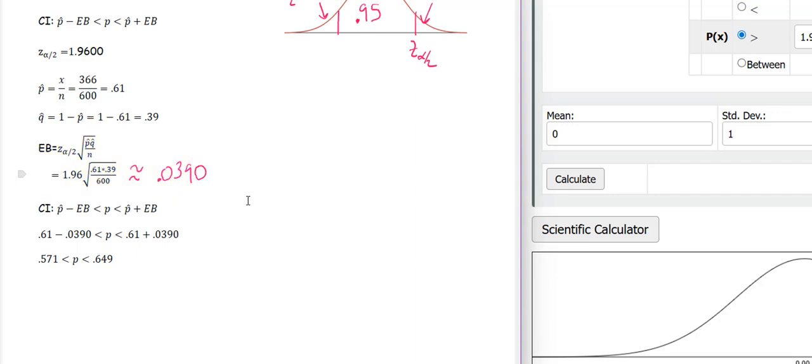So if we take that number and subtract it from P hat and then add it to P hat, we get the lower bound and the upper bound on our confidence interval, and I already did that, and we get exactly what we got using the calculator. I hope this helps.